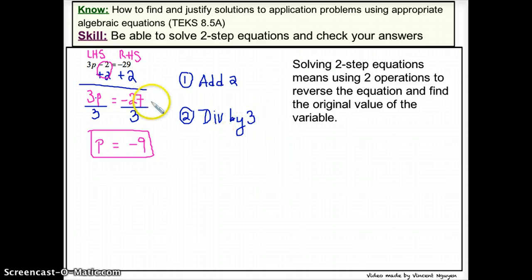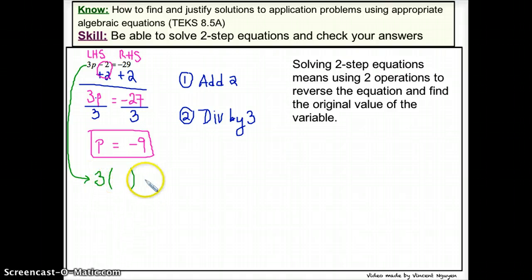But I'm getting used to this, so hopefully I'll get better. All right, so we need to make sure, though, that negative 9 is correct because we might have made a mistake somewhere up here. The way to check your solution is you use the original equation. You write everything down, and everywhere you have a p, you're going to put the answer to that. So here I have 3p.